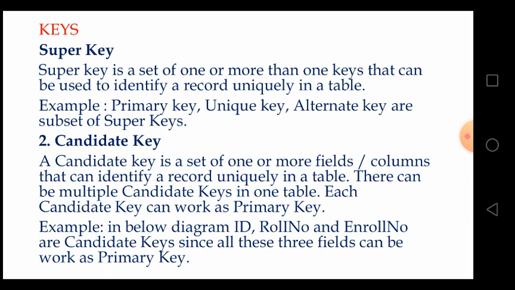Next, primary key. What is a primary key? A primary key is a set of one or more fields or columns of a table that uniquely identify a record in a database table. It cannot accept null or duplicate values. Only one candidate key can be primary key.